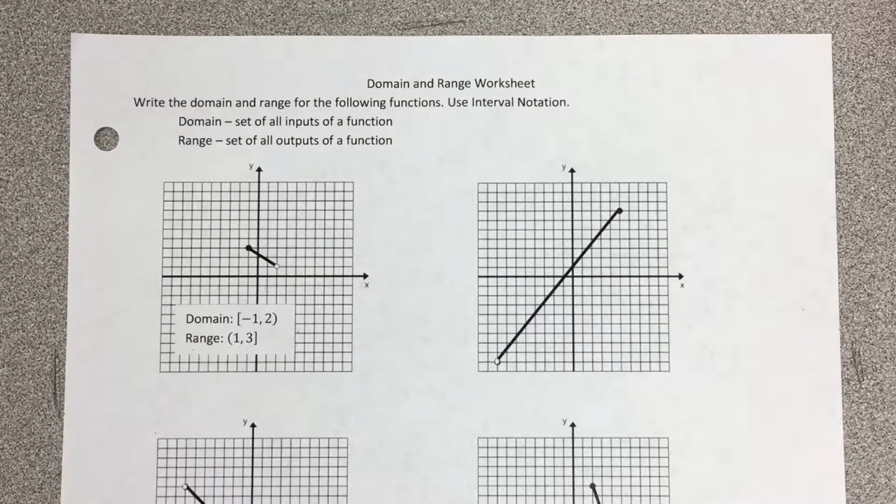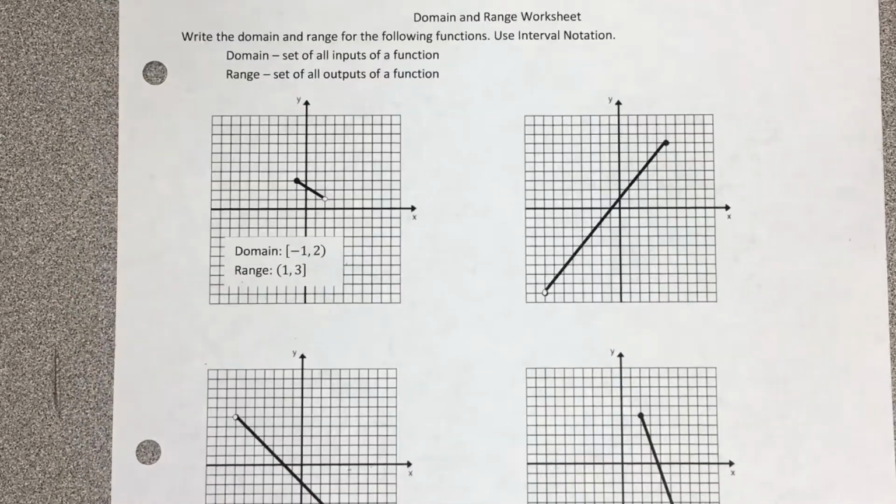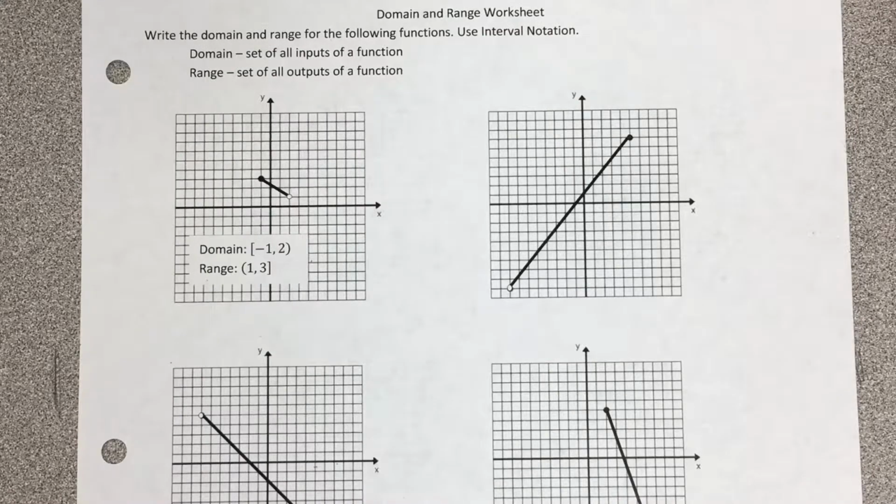So just a little bit of review. Domain is the set of all inputs of a function. Oftentimes our domain is all real numbers. Everything's included. Our range is the set of all outputs of a function. Sometimes it's all real numbers, but other times it's limited, it's restricted as far as the y values that are actually used. Now, what we have here, on our first example, is an example of a line segment.